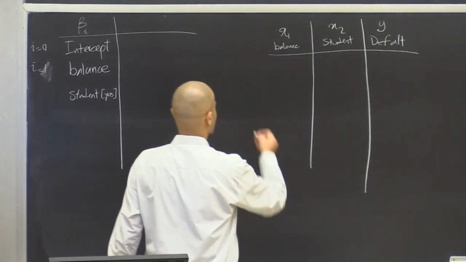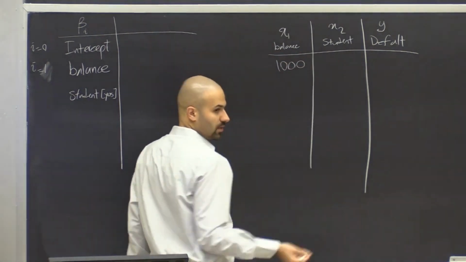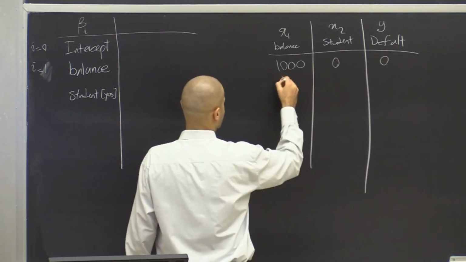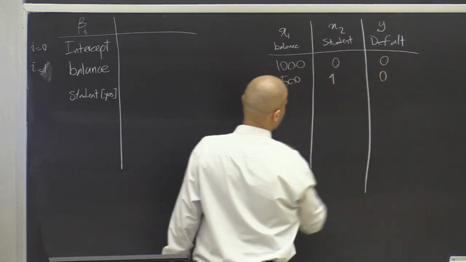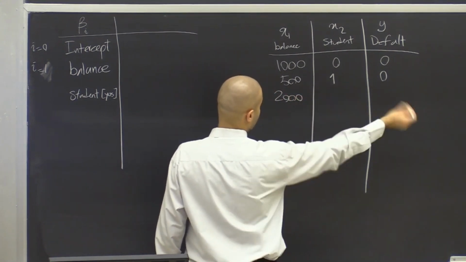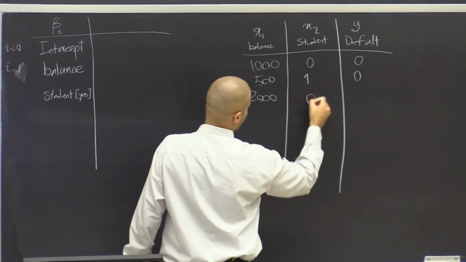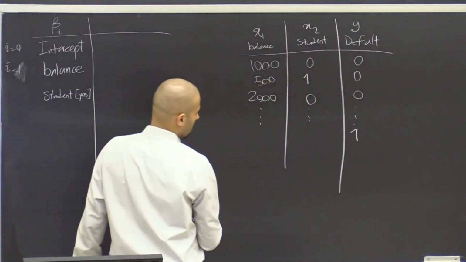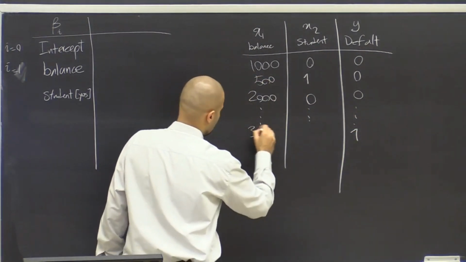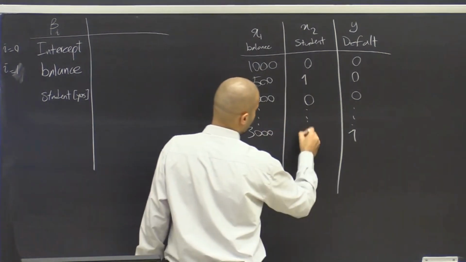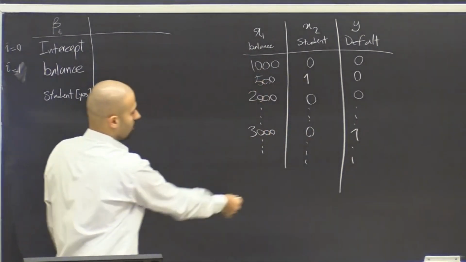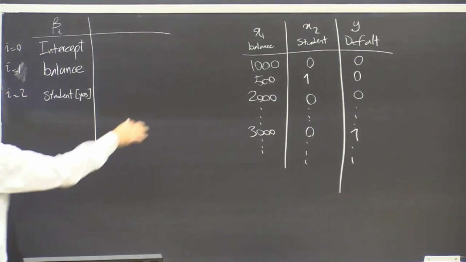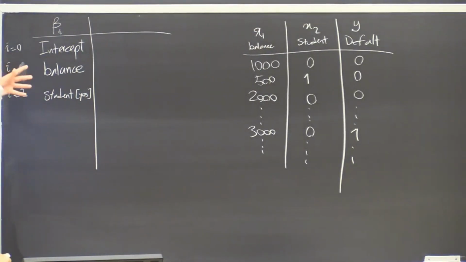So let's say one row in the data is someone who has a $1,000 balance on their credit card. They are not a student and they didn't default. Someone else, $500, student, didn't default. Well, most people don't default, right? Defaulters are rather uncommon. So another non-student who didn't default. And then maybe somewhere in the data set we also have a defaulter, maybe someone who has a large balance and was not a student. And we have this all the way to n data points. So then when we estimate the parameters, these columns correspond to these rows.